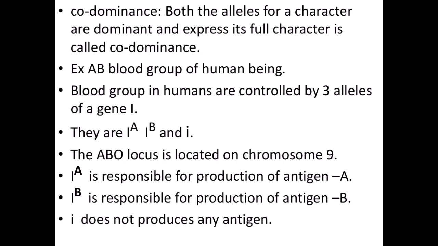The ABO locus is located on chromosome number 9. IA is responsible for the production of antigen A, IB is responsible for the production of antigen B, and small i does not produce any antigen. That's why it possesses the recessive gene feature.